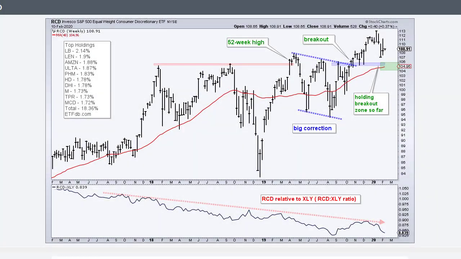So now let's look at the equal weight consumer discretionary ETF. Now, I like to use this one to get an idea of what's happening with the average stock in the consumer discretionary sector. And you can see it's a very important sector, and it's also very economically sensitive. If you look at the top holdings, you've got L Brands, retail clothing. You've got Lennar, which is housing, a home builder. You've got Amazon, only 1.88%. It's a mere mortal in this equal weight sector ETF.